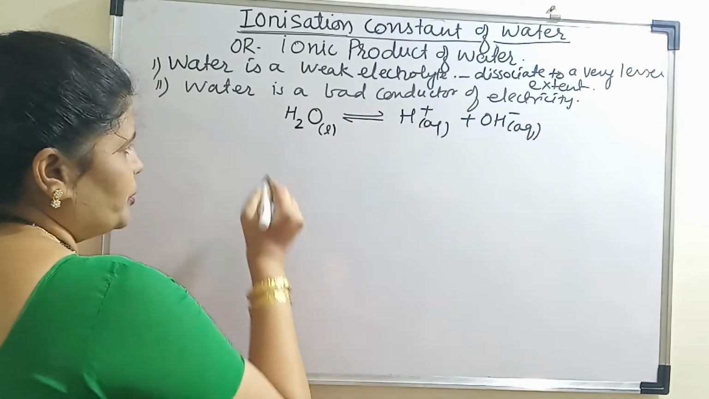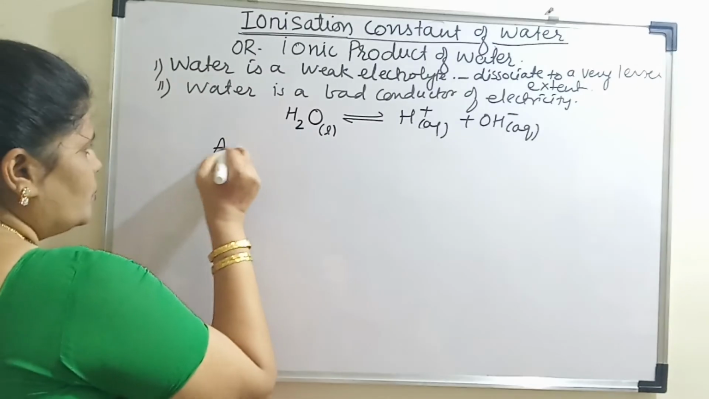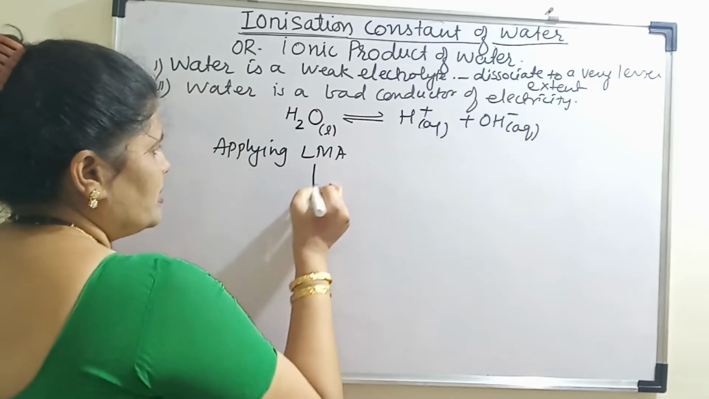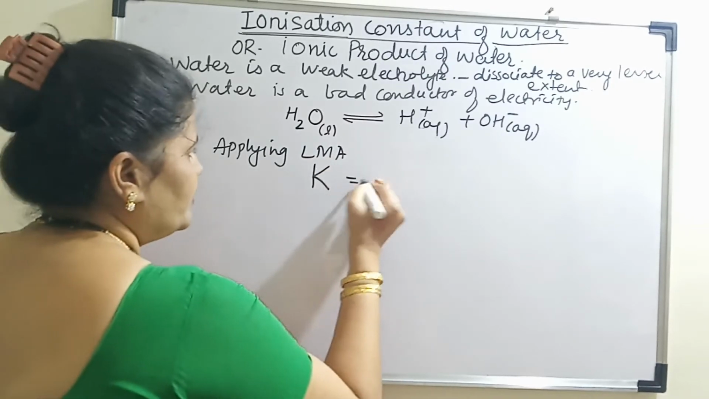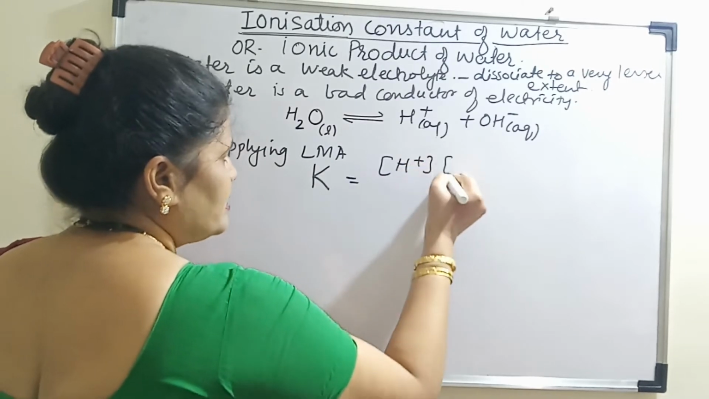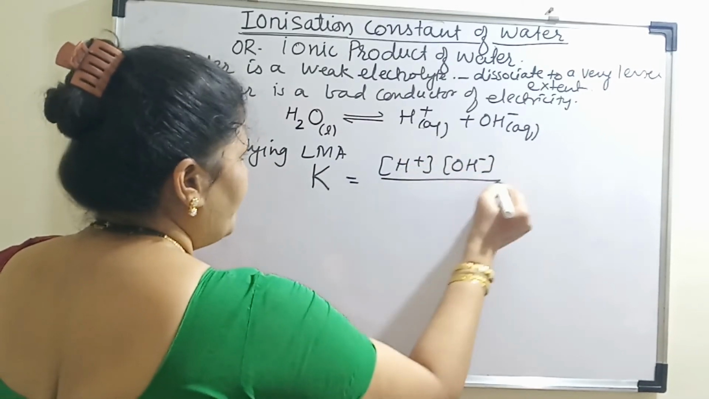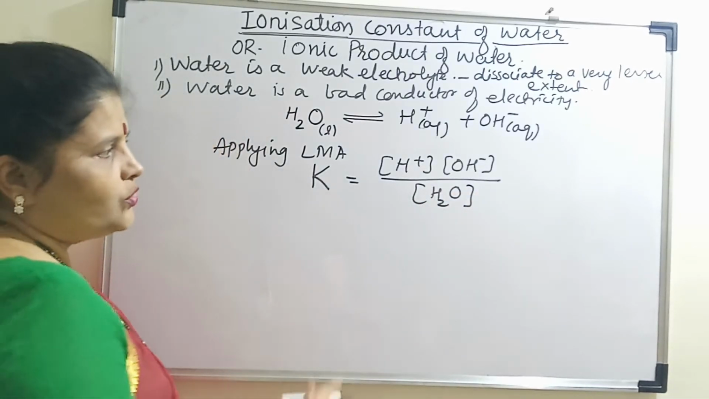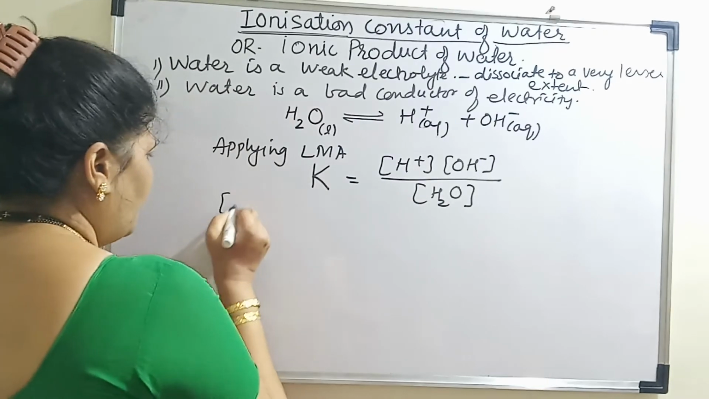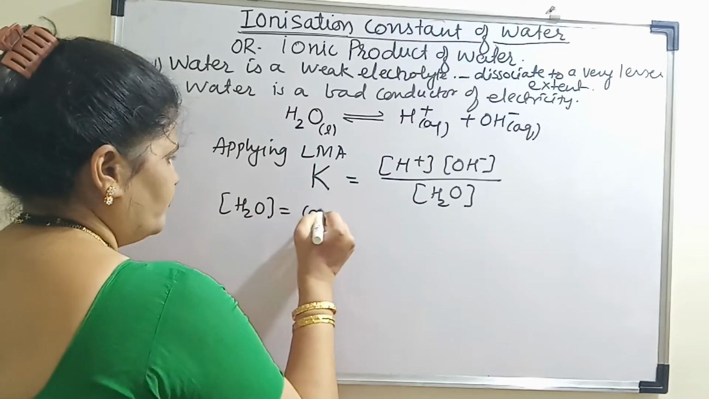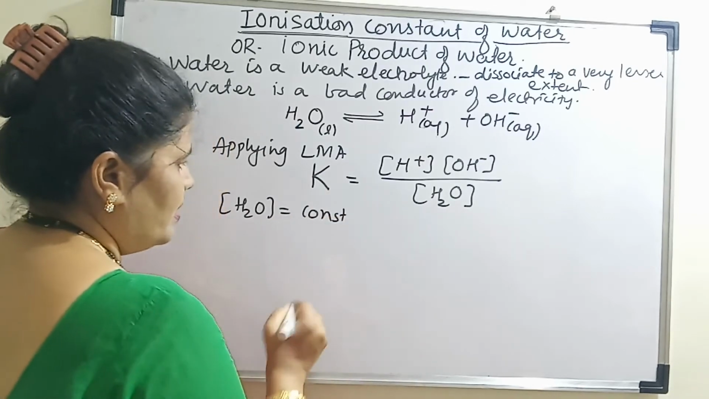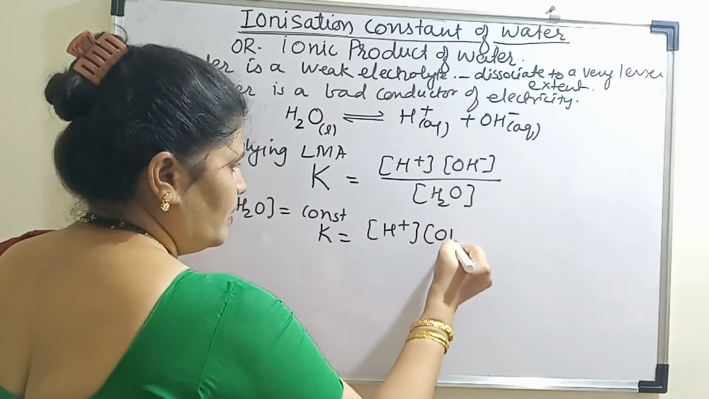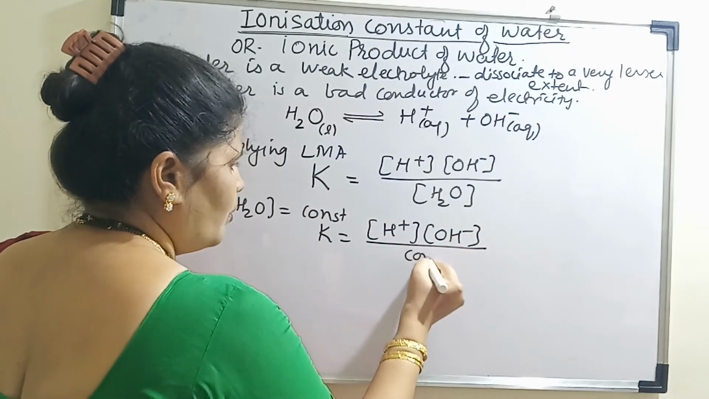Now, if I see the equation, I will apply the law of mass action. So, applying the law of mass action, K is equal to the active mass of H plus, active mass of OH minus upon the active mass of water. You know that water is a weak electrolyte, so the concentration of water will almost remain constant, because it is always taken in excess. So what I will get is K is equal to H plus, OH minus ion upon constant.